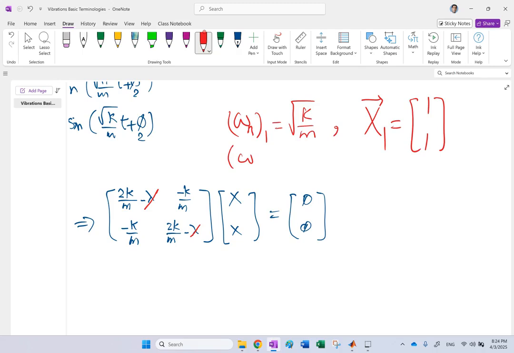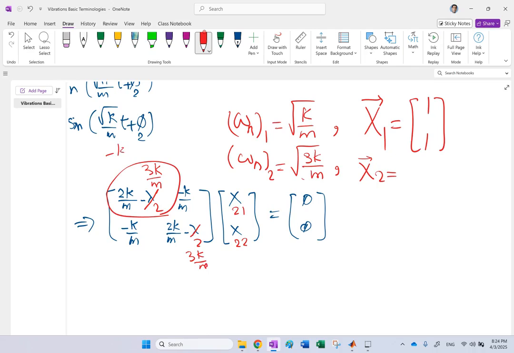Now for omega n2, which is square root 3k over m, or lambda 2, which is 3k over m, I want to find vector x2. So here for that lambda 2, and these guys I call them x21 and x22, I have to plug in lambda 2, which is this guy under the square root. So I plug in 3k over m. So this term is just going to be negative k over m. The same with this one.